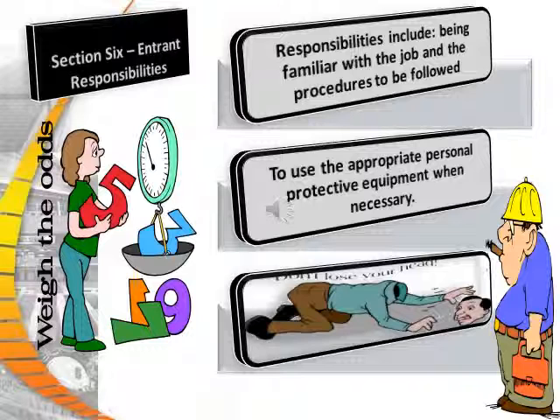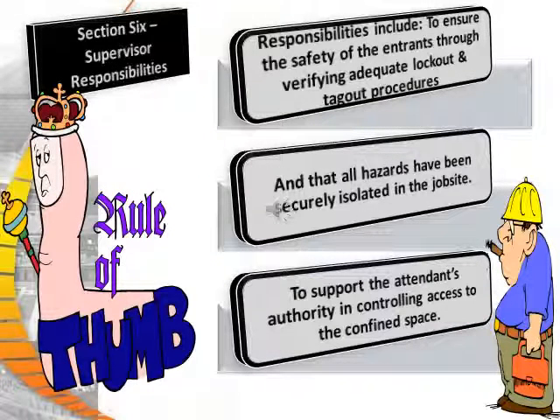Responsibilities also include being familiar with the job and the procedures to be followed, using the appropriate personal protective equipment whenever necessary. Responsibilities include ensuring the safety of the entrance by verifying adequate lockout procedures have been followed, as well as all the hazards have been securely isolated in the job site, supporting the attendant's authority in controlling access to the confined space. All are part of the supervisor's responsibilities.